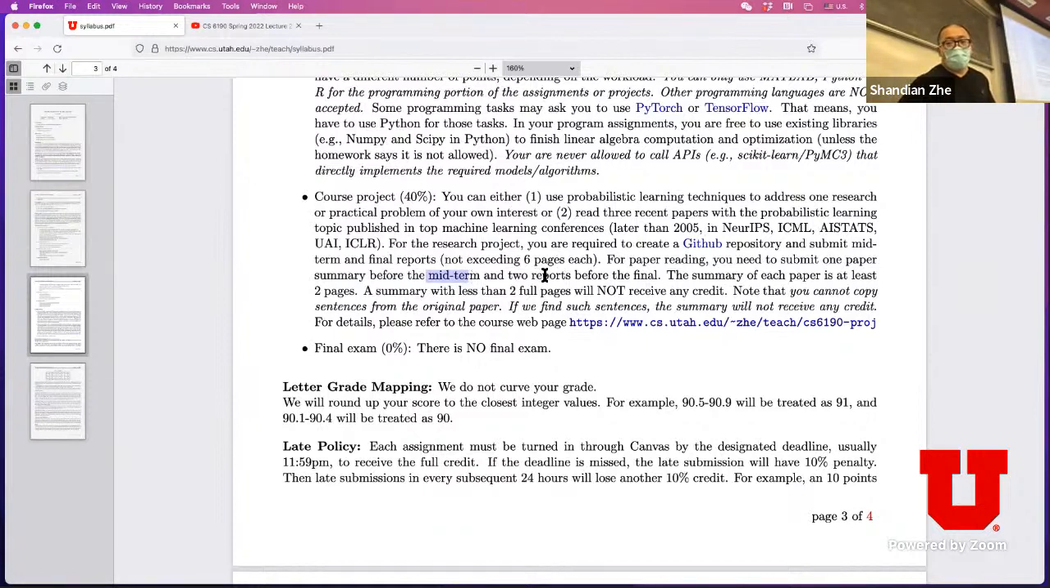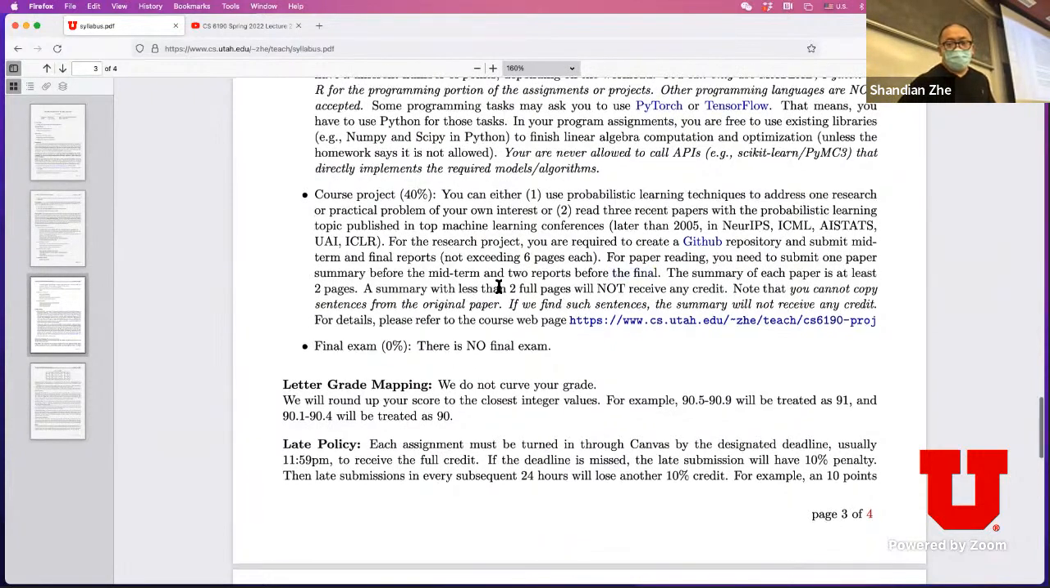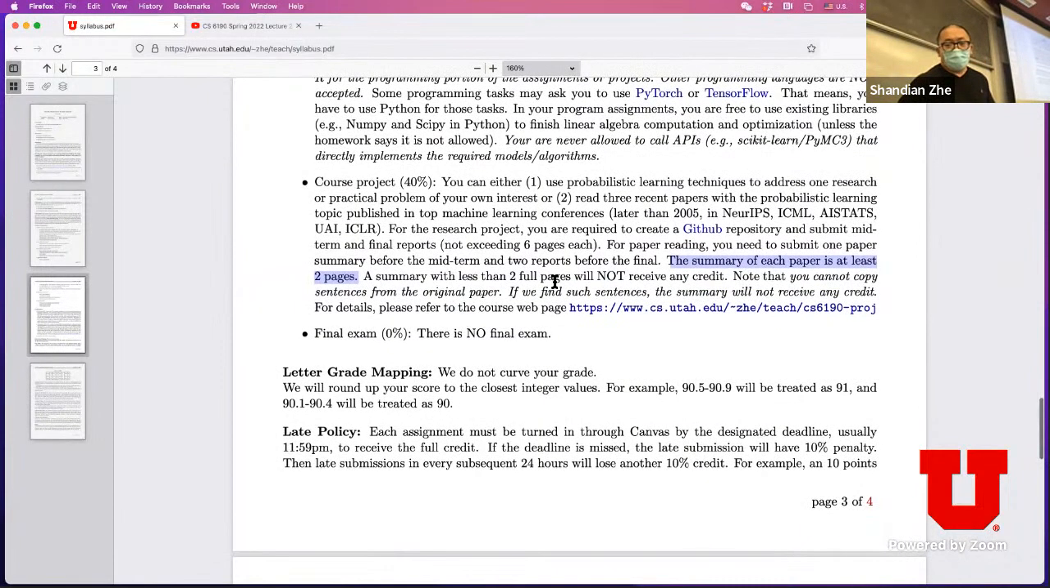And 2 reports before the end of the semester, for the other 2 papers. We request you to write at least 2 pages. This is just to make sure that you really read those papers seriously. And don't copy the sentences from those papers. Otherwise, you won't receive any credit.